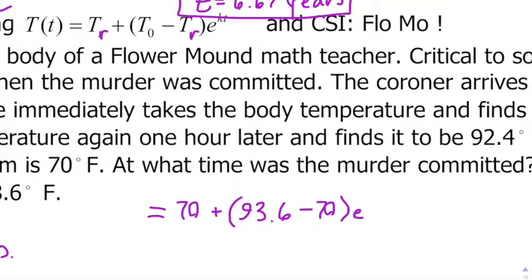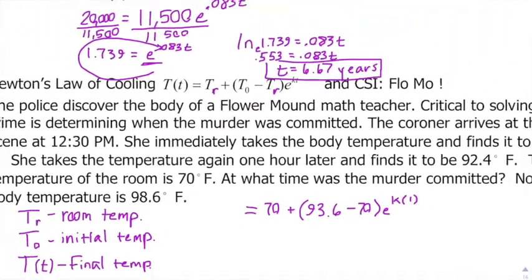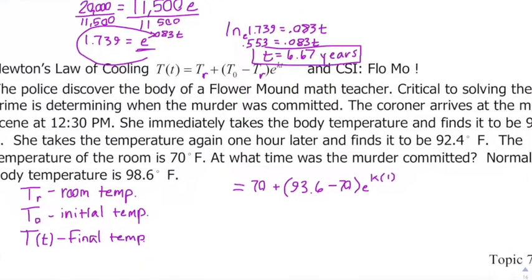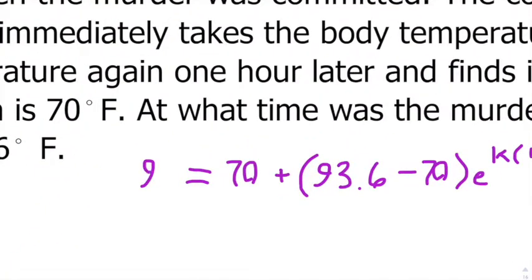And then you've got e raised to k. We don't know what k is, but we know the time that we spent was 1 hour right there. And then we know the final temperature after that 1 hour. That's what the left side is going to equal. This was the 92.4.